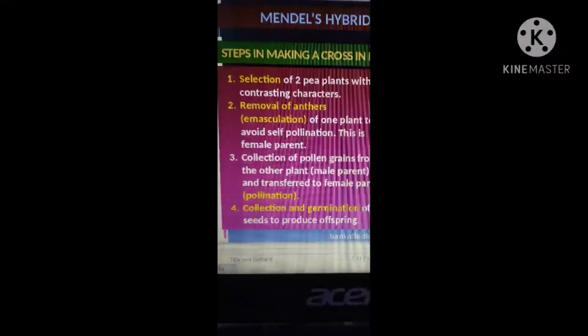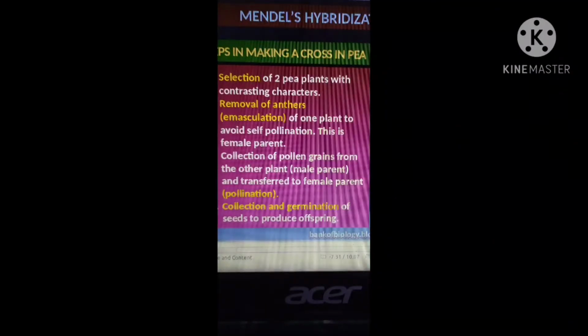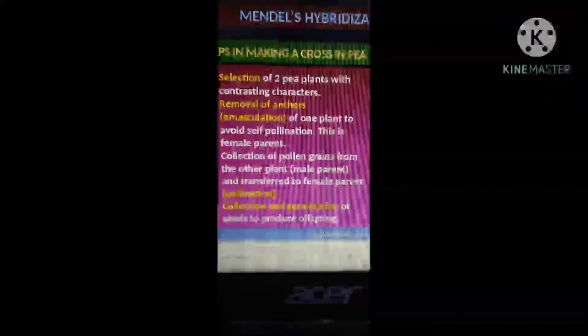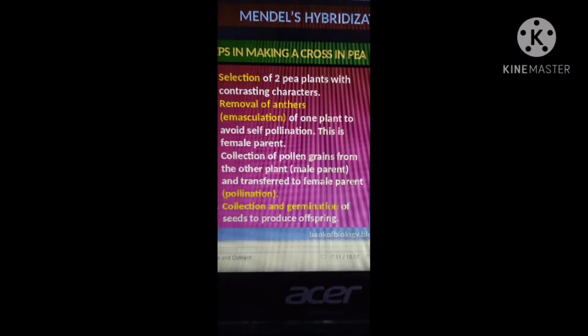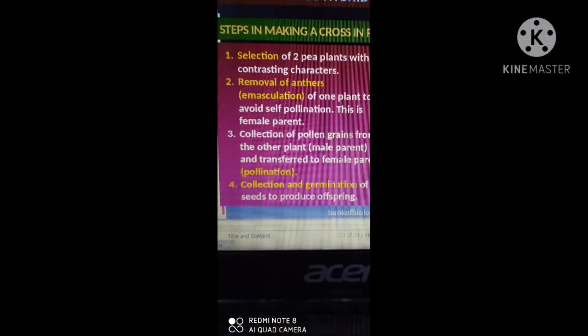Now, he collected pollen grains from another plant, and he called it the male plant. Anthers are present, so he collected the pollen grains from the other plant, known as the male plant or male parent, and transferred these pollen grains to the female plant from which anthers were removed. And what type of pollination is this? Cross pollination. He transferred the pollen grains from a male plant to the stigma of the female plant.